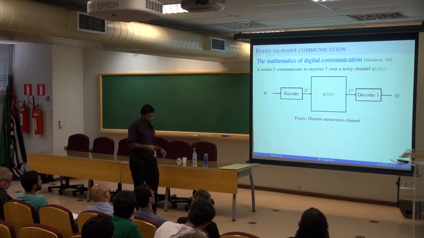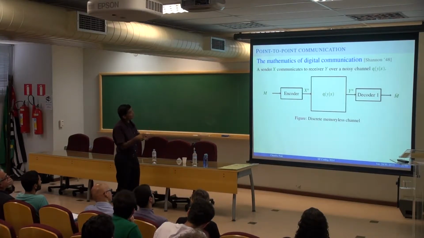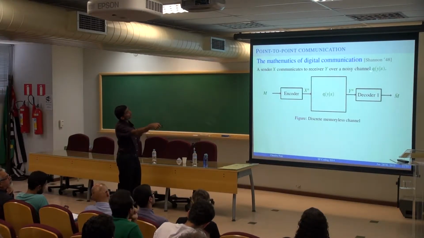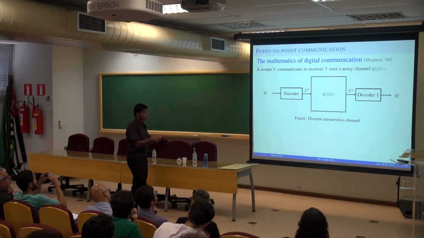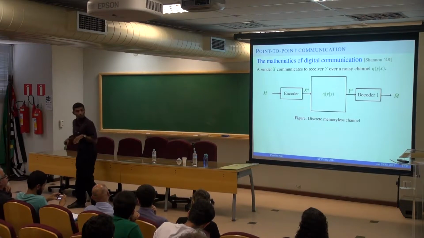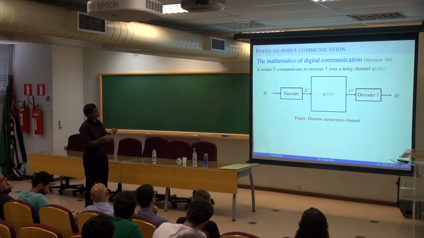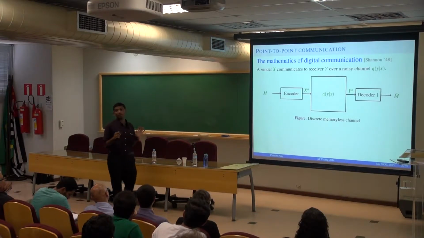The receiver receives some noisy version of X^n. If it's memoryless, every bit is transformed in an independent fashion according to this probability distribution, and you get this Y^n. Then the decoder, who may be at a very different place, has to map it into an estimate of what was said. Okay, that's the basic model of communication.